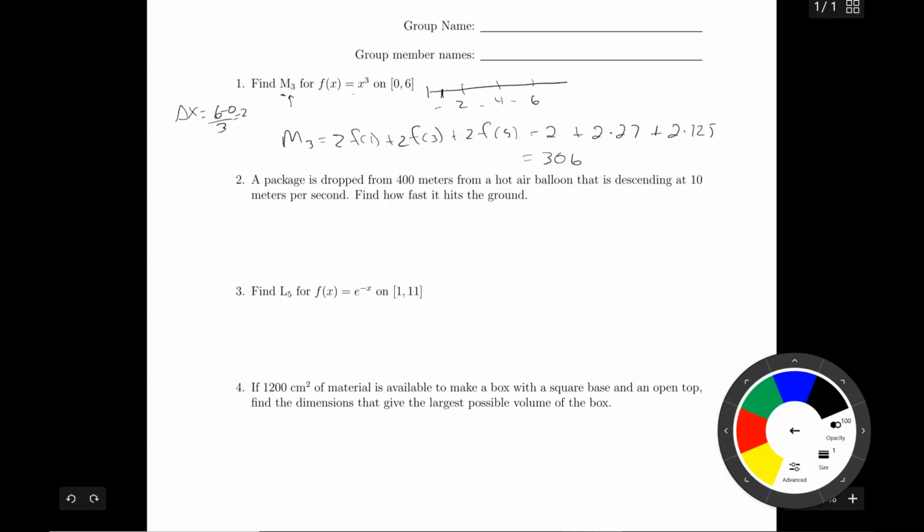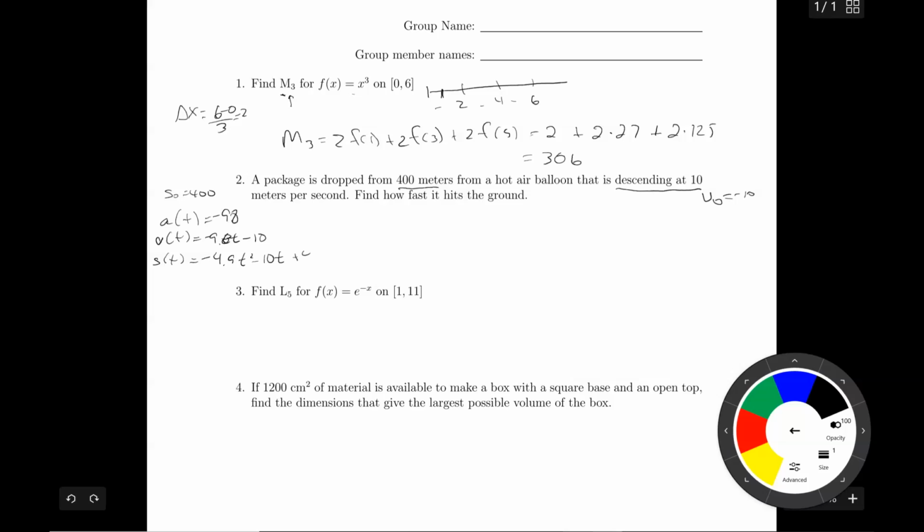Okay, so this says it's being dropped from 400 meters. So that gives you S naught is 400, but it's being dropped, but it's descending. So it's in a balloon that's going down. So your initial velocity is -10, and that's all we got. So we got acceleration of gravity, -9.8. The velocity will be -9.8 t minus 10, and then my position function will be -4.9 t squared minus 10t plus my 400.